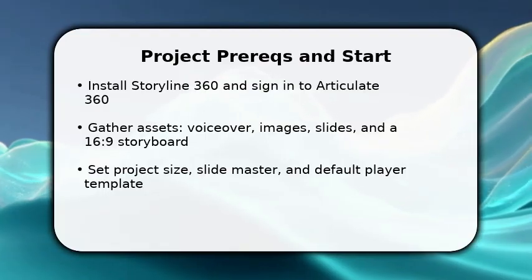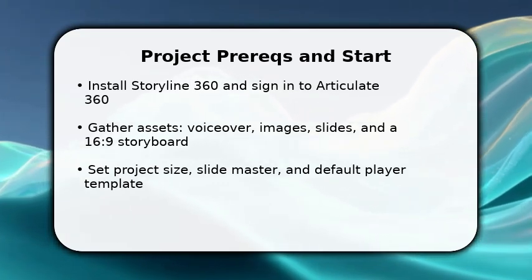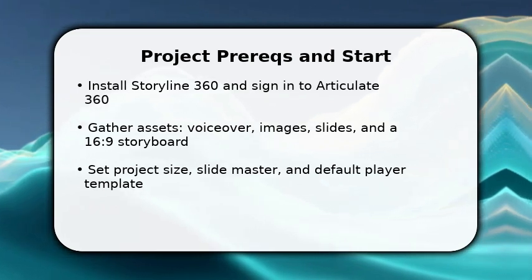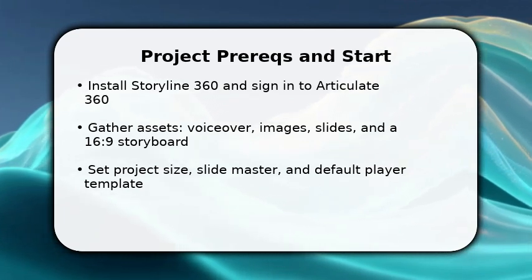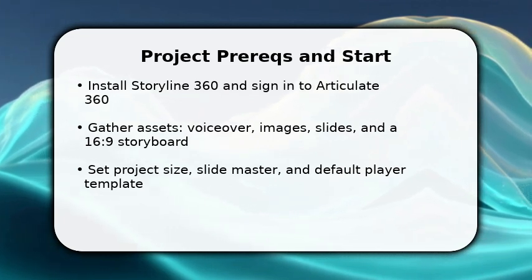You begin by confirming prerequisites. Storyline 360 installed, Articulate account active, and all assets organized. Open a new project and set the player size and slide master so styles inherit consistently. Once done, import your storyboard or PowerPoint.